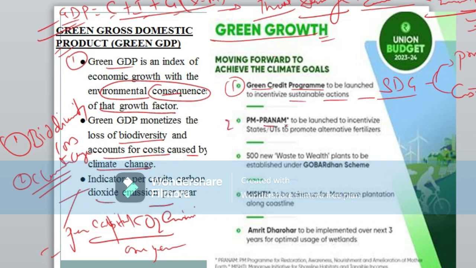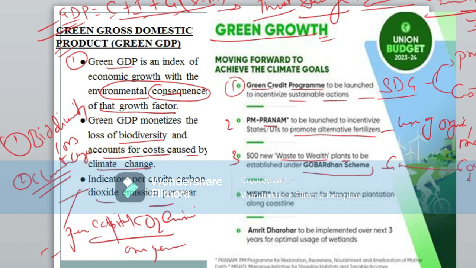Second is the PM Pranam scheme. That means Pradhan Mantri Programme for Restoration, Awareness, Nourishment and Amelioration of Mother Earth, the promotion of alternative fertilizers, in which the use of organic farming, zero budget natural farming, and use of manures has been introduced. Then third, the 500 new waste to wealth plants to be established under the Gobardhan scheme. So the waste is cow dung.